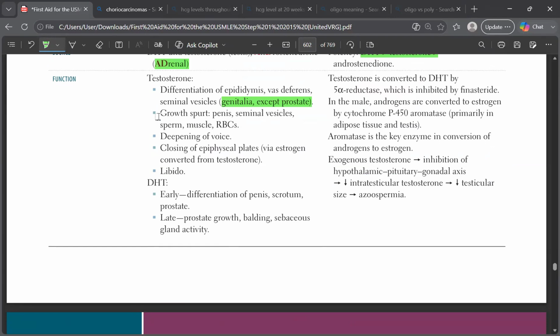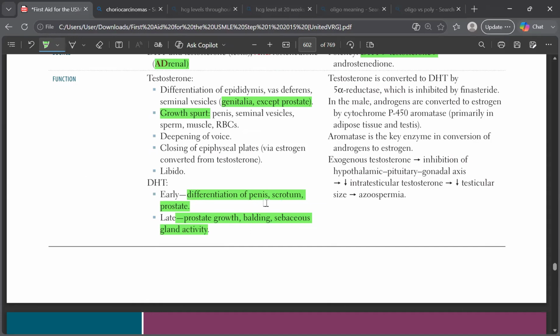It causes a growth spurt in children in which penis, seminal vesicles, sperm, muscle, and nerve disease increase. It causes a deepening of voice, closing of epiphyseal plates via estrogen converted from testosterone, and it causes libido as well. DHT in early stages causes differentiation of penis, scrotum, and prostate, and in late stages it causes prostate growth, balding, sebaceous gland activity. So yeah, testosterone does not cause the differentiation of prostate because DHT causes it.